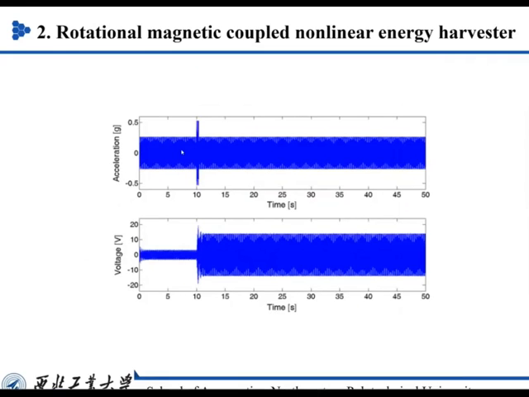And we can also make a perturbation in the excitation for a very short time, and it can make the harvester jump from the low energy orbit to the high energy orbit. So this is the first work.